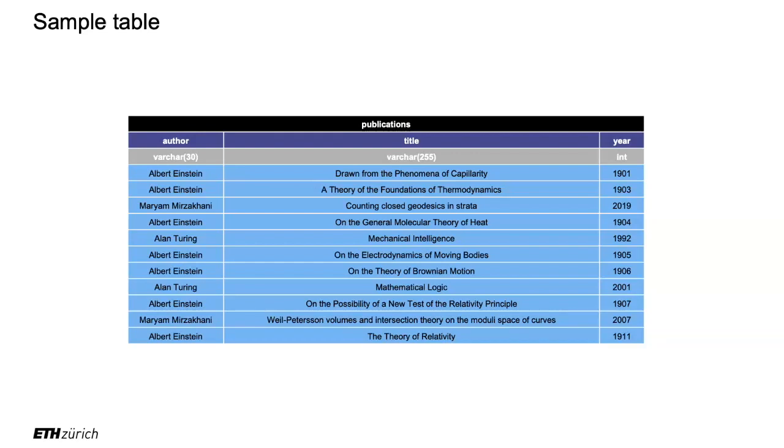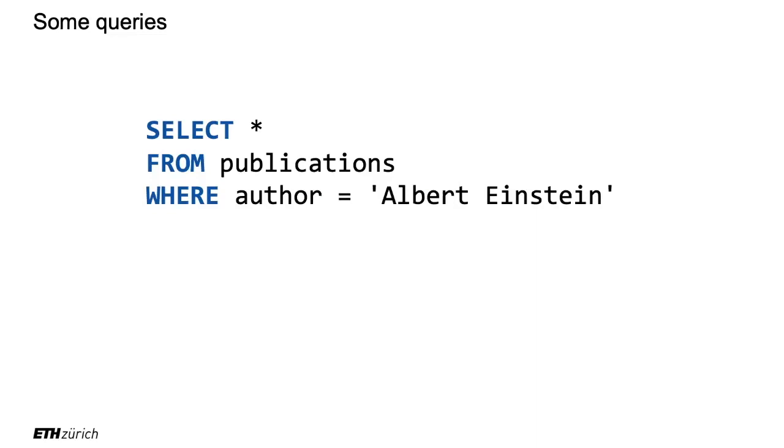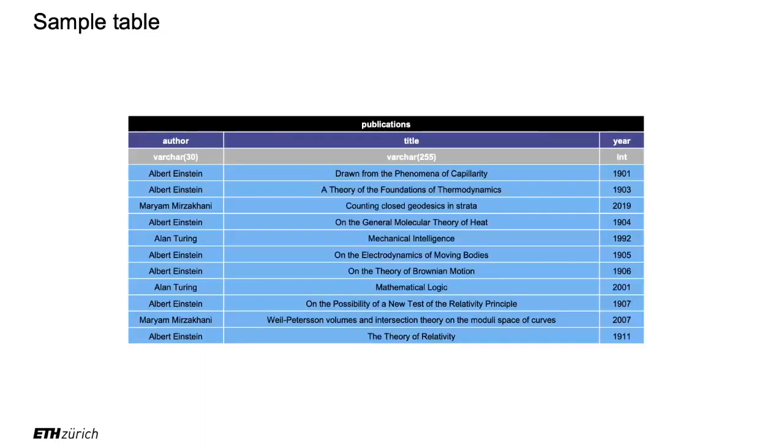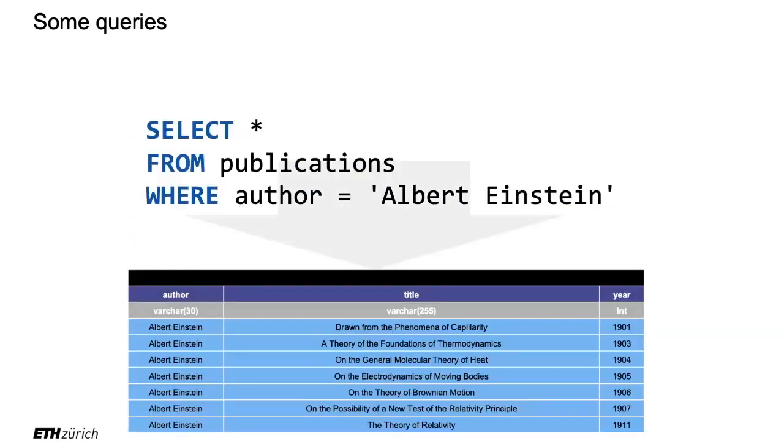So that should not be new to you, it's all things that you've seen. For example, this query right here, select star from publications where author equals Albert Einstein. What kind of query is that in the relational algebra? Let's see, selection, right? Just selecting some of the rows where we have Albert Einstein, right?